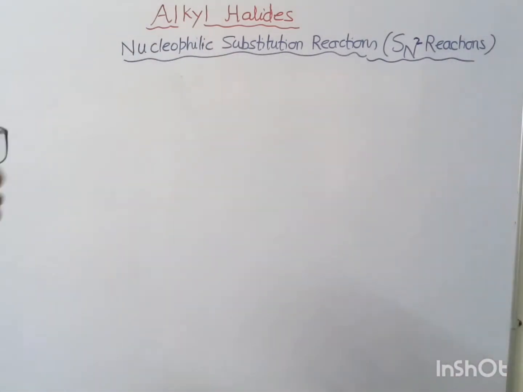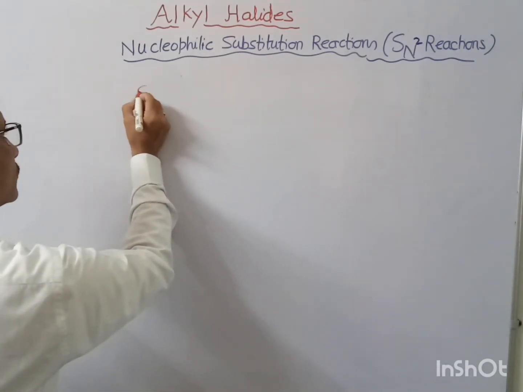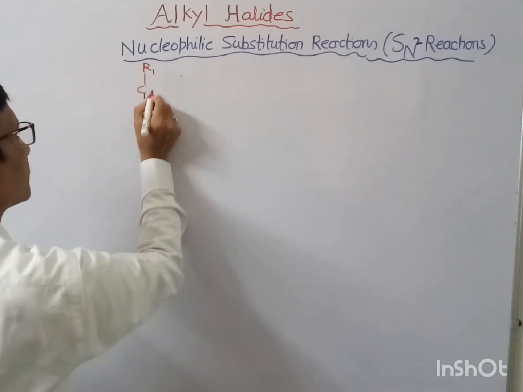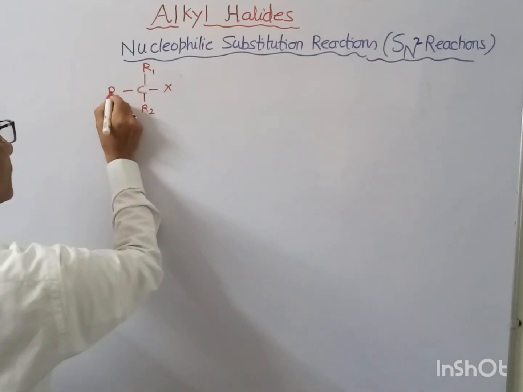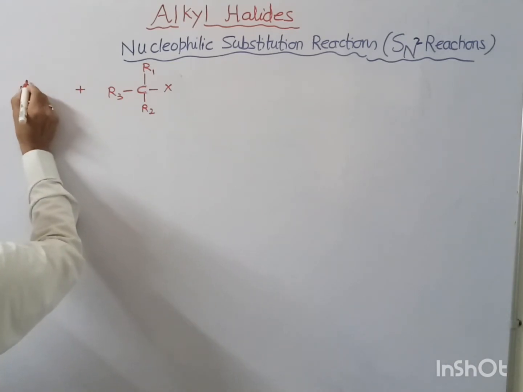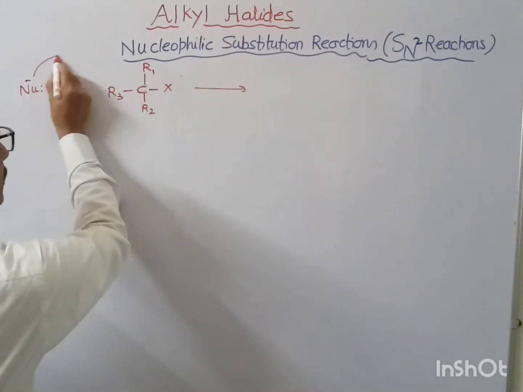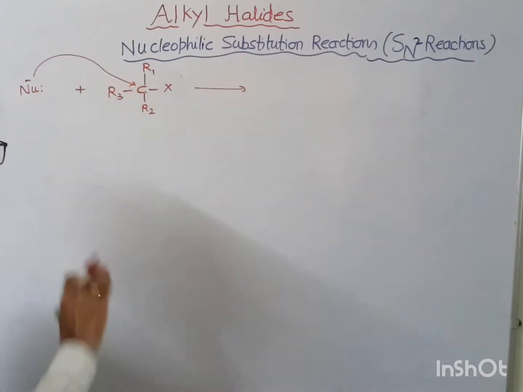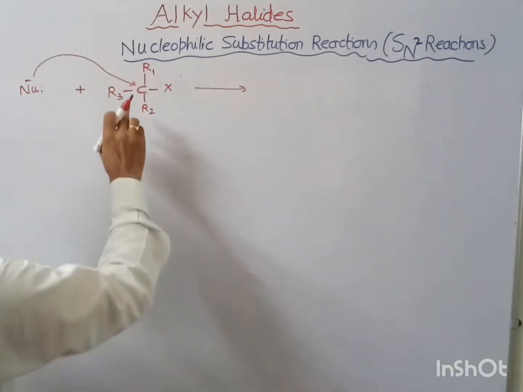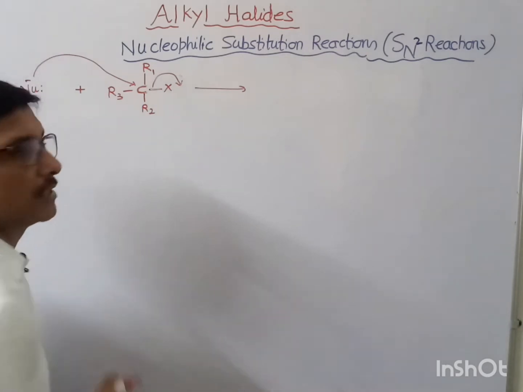So if I write the general nucleophilic substitution reaction, suppose this is any substrate molecule, and a nucleophile attacks this substrate molecule. It will attack the electron deficient center, as these nucleophiles are electron rich species. It will donate its electron pair to this electron deficient center, and this group will leave out, which is called the leaving group.